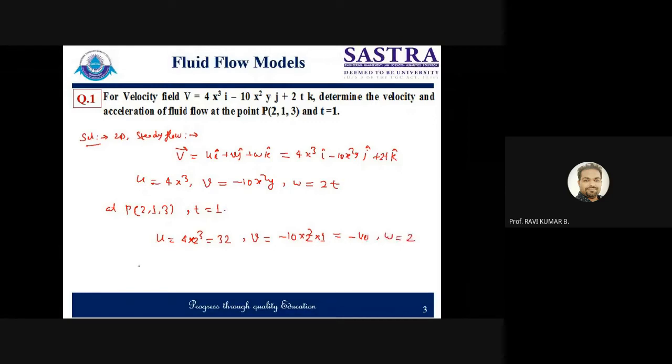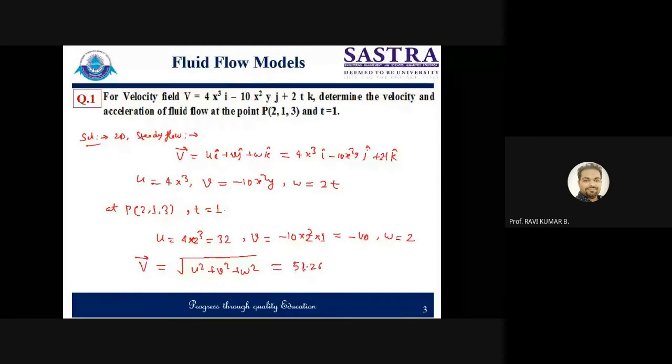So the resultant velocity is what you need to find out. So just put under the root u square, v square, and w square. So this is the resultant velocity, in meters per second. This is the first answer because it has been asked: velocity. Then we'll go for acceleration.